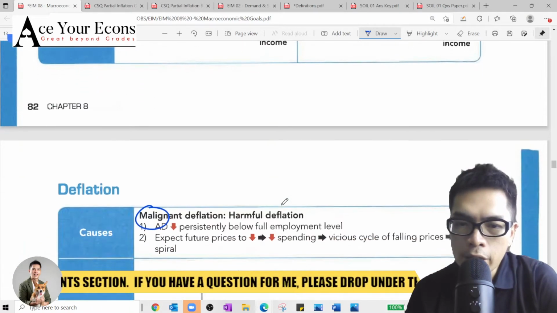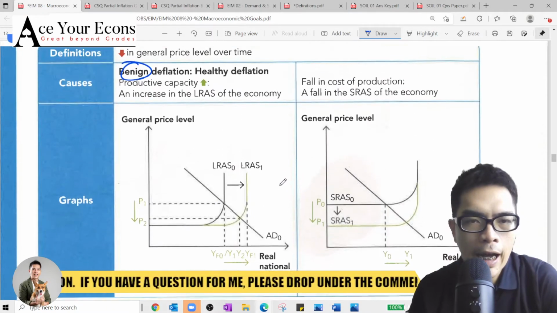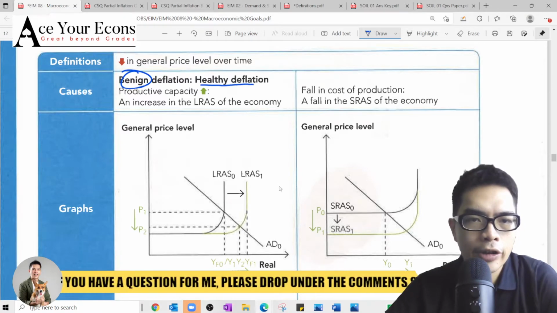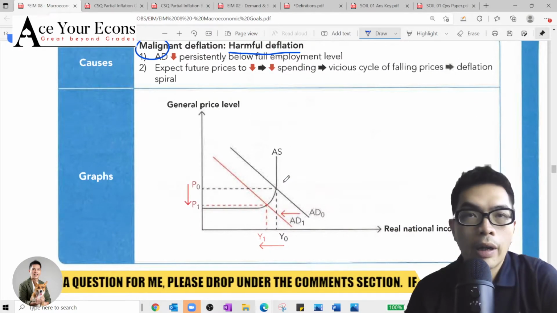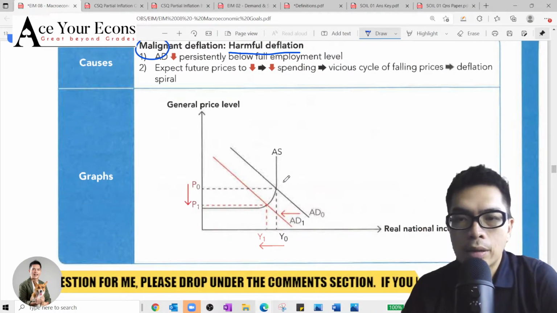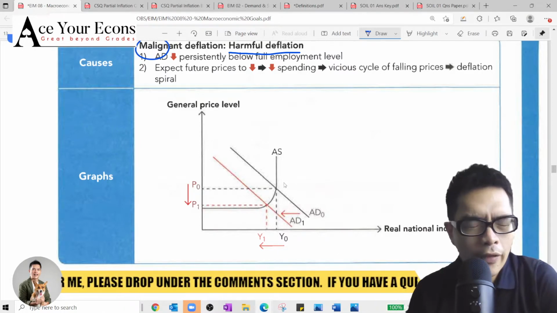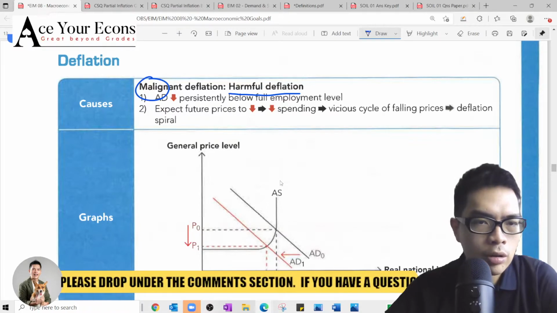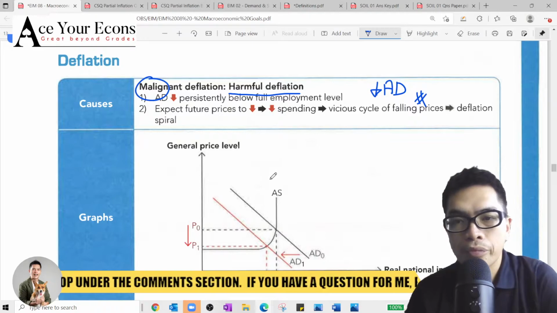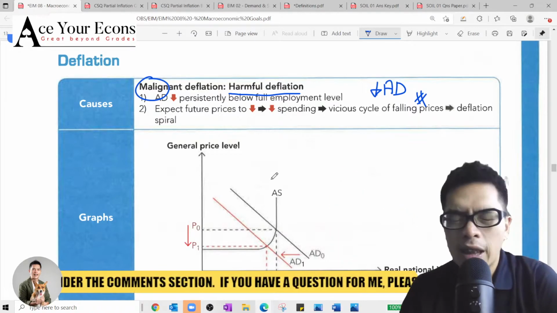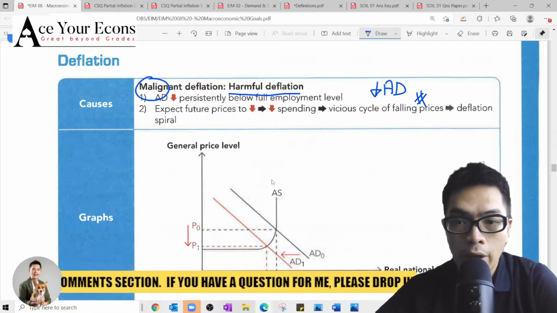As the term suggests, one of them is a harmful deflation. The other is a harmless deflation or healthy deflation. Benign means harmless, right? So the same concept applies. Why is it harmful? For harmful deflation or malign deflation, it must be caused by a fall in AD. Then your general price level will go down. Make sure it satisfies these few conditions as we have mentioned earlier on.